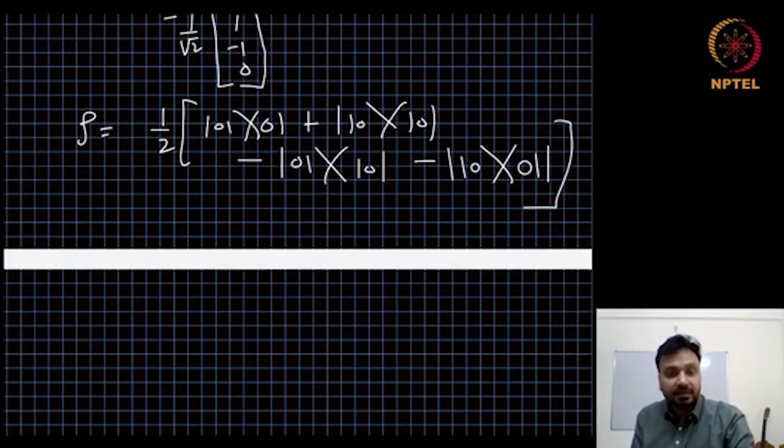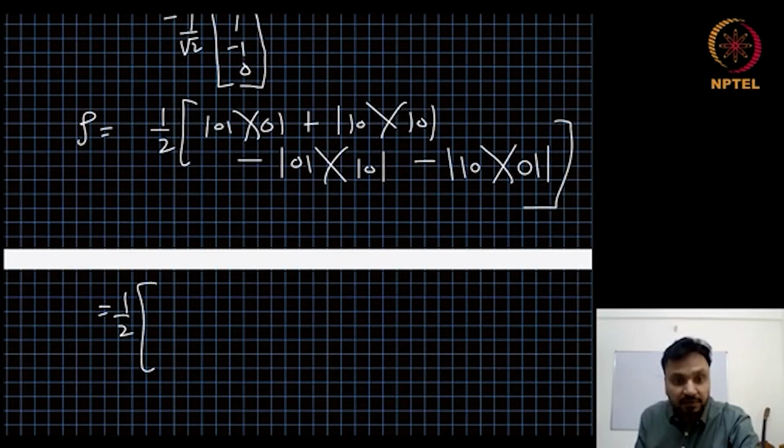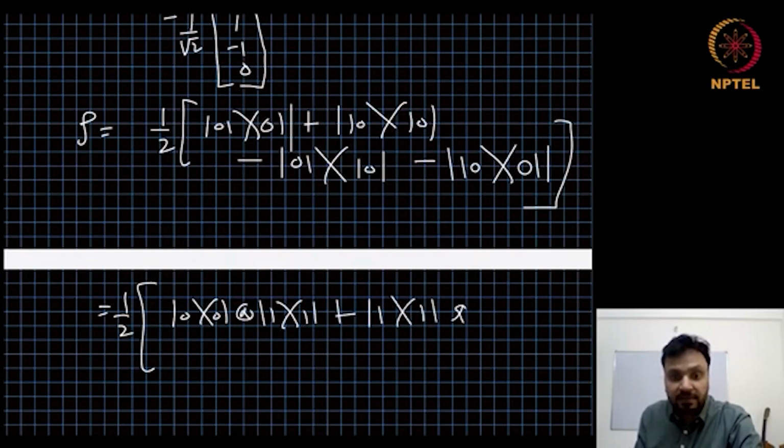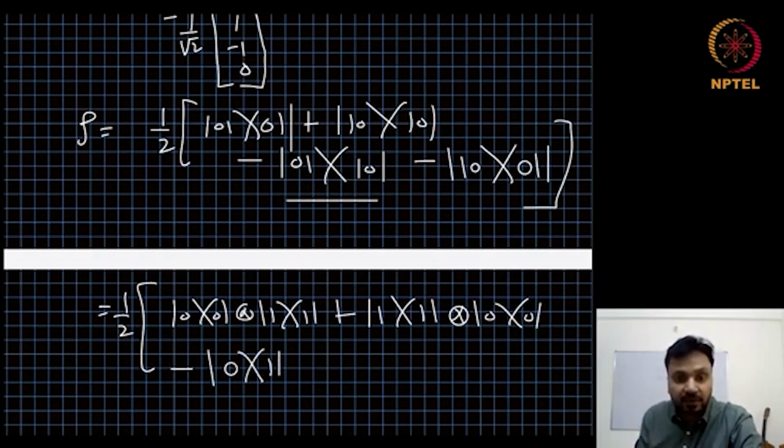We can write it in a simpler form. You see here we have 0 tensor 1, and 1, 0 tensor 1, and 0 tensor 1 here. So it can be written as 0 outer product 0 tensor 1 outer product 1, plus similarly 1 outer product 1 tensor 0 outer product 0, and this term here minus 0 outer product 1 tensor 1 outer product 0, minus 1 outer product 0 tensor 0 outer product 1.